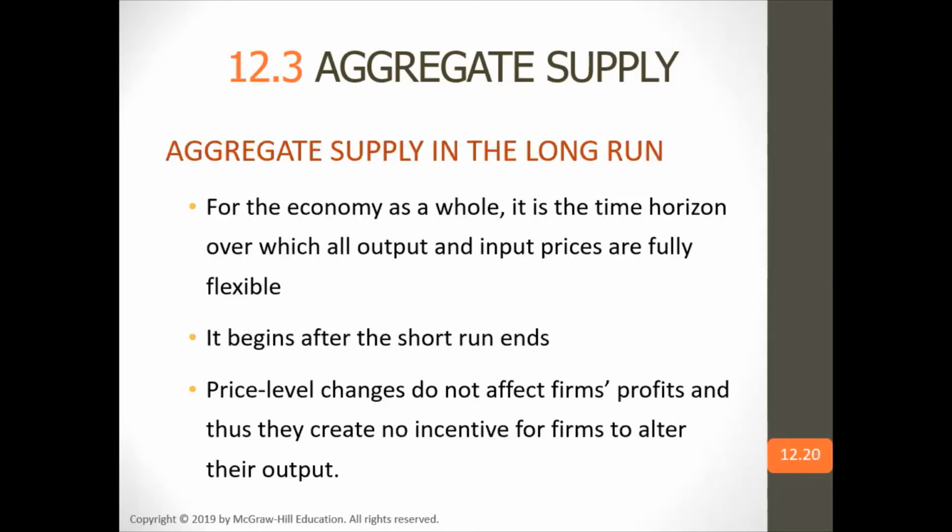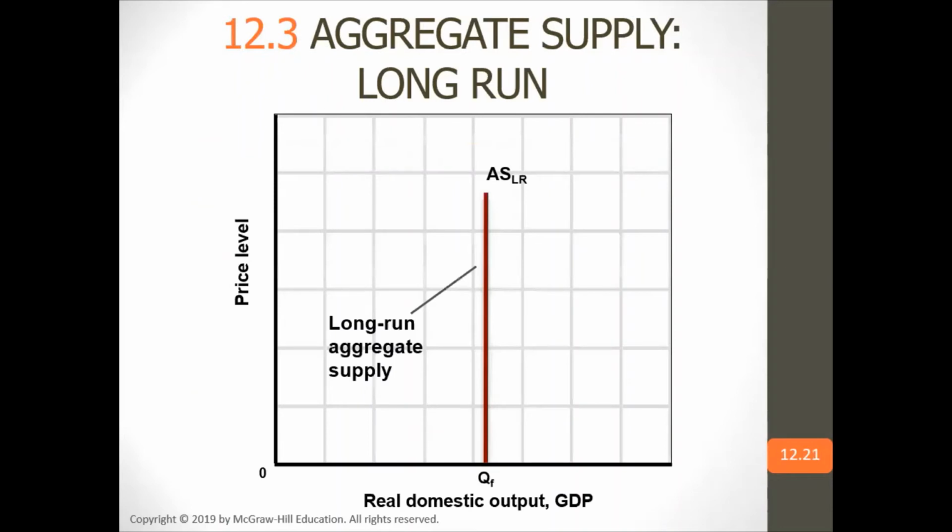And then in long run aggregate supply, both output and input prices can fully change. So it's vertical in the long run, because the price level for inputs and outputs change.